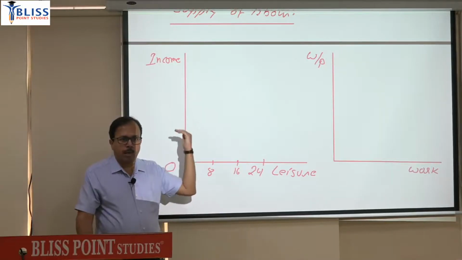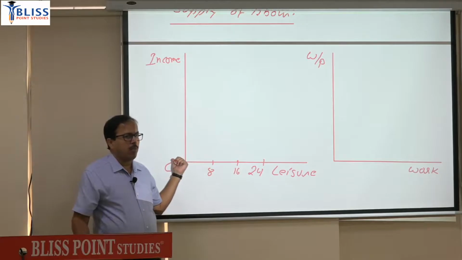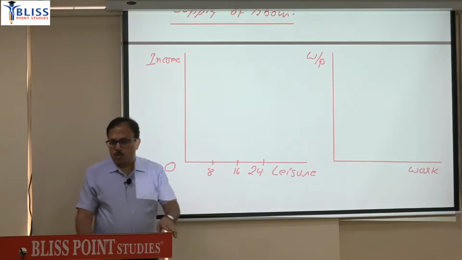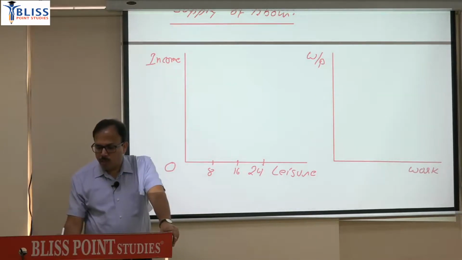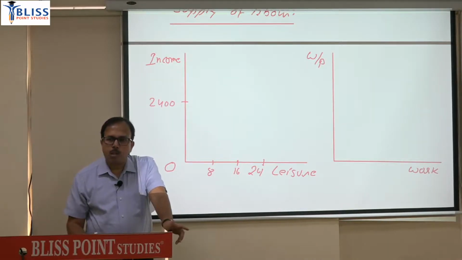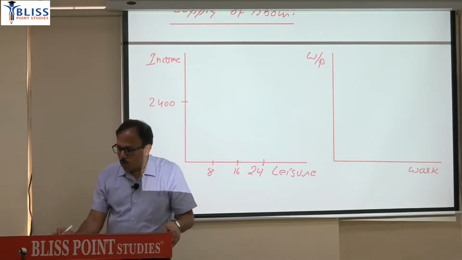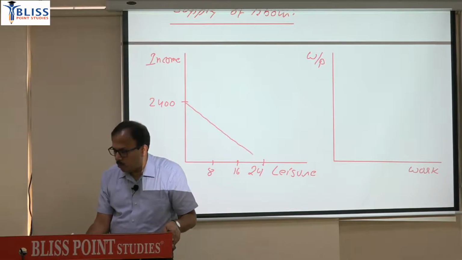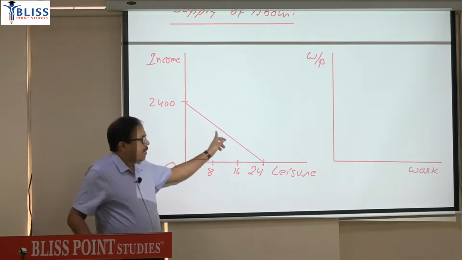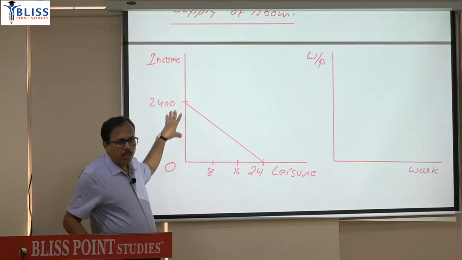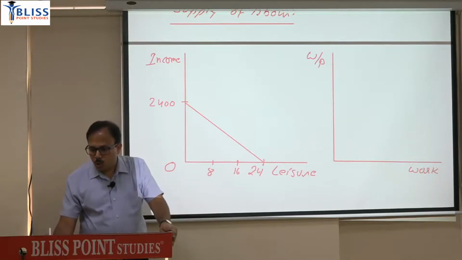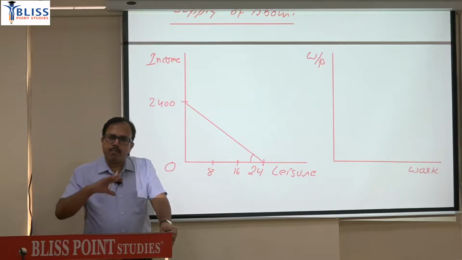So without work there will be no income, zero income. If I mark 0, then 0 leisure, full time work. So full time work, that means if by working 24 hour a person can earn 2400. So how much is the wage rate? 100 rupees per hour. So if you connect these 2 points, 2400 and this 24, slope of this line will be 24, perpendicular upon base. So the slope of this line actually indicate the wage rate. Greater will be the wage rate, steeper will be the line.